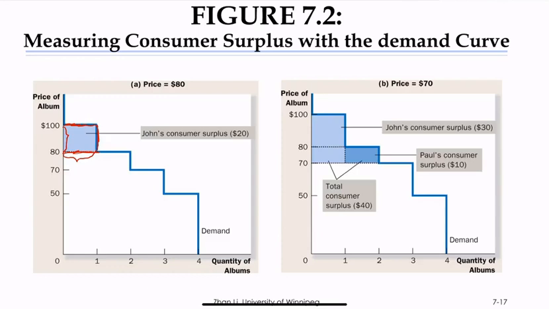Now, if we consider the case of $70, you can see that, again, using the same method, that is, the area between the demand curve and the price gives you consumer surplus. In this case, you can see that we basically have two separate rectangles, right? The first rectangle has the area of 30 times 1. The second rectangle has the area of 10 times 1. So the total consumer surplus equals the total areas, which is 30 plus 10, which gives you 40.